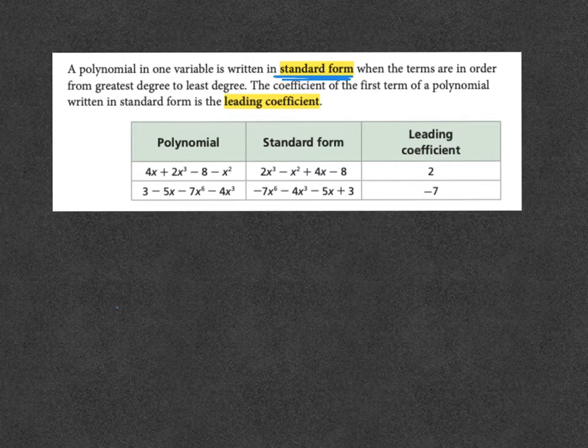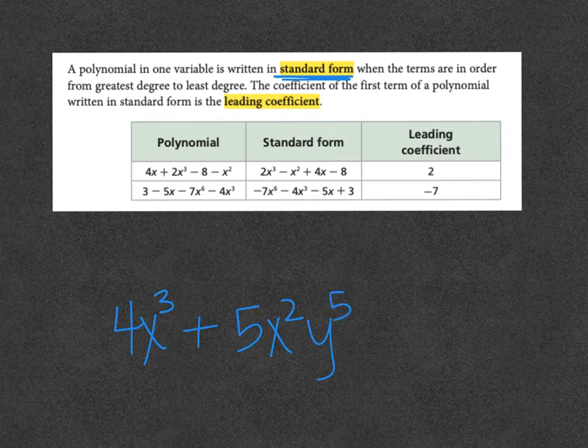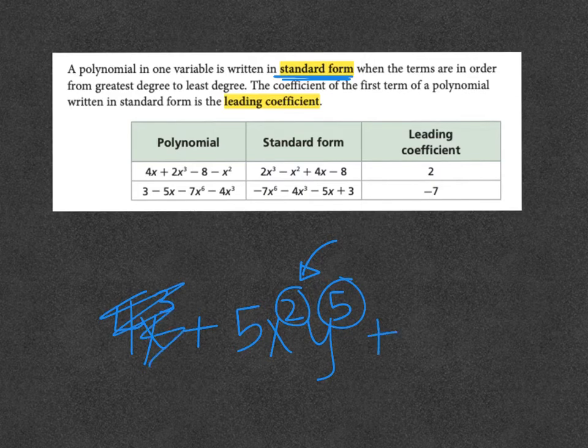So like if I had this one, 4x cubed plus 5x squared y to the 5th. If I look at this one has a bigger degree. 2 and 5 is 7. So I want to put that one first. Then I'm going to list my next one, 4x cubed.